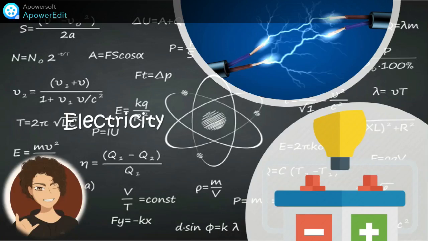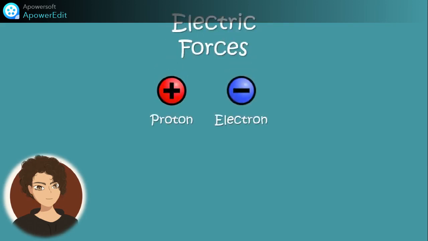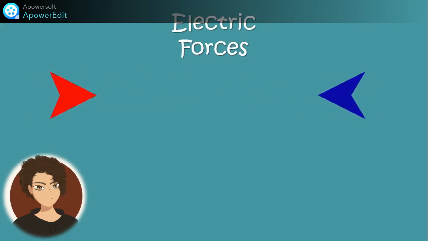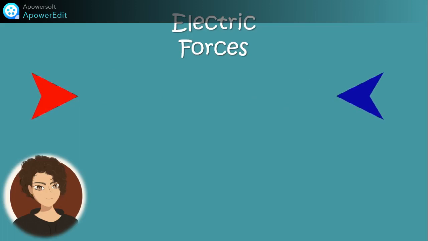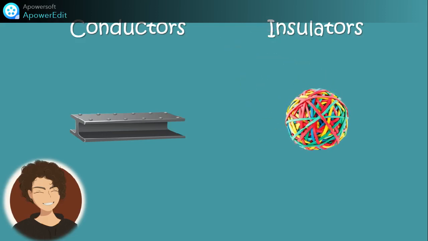Time for physics with electricity. There are two subatomic particles, the proton and the electron. These both have electric forces that either attract or repel each other by two charged objects. We have conductors and insulators. Conductors are a material which easily lets current pass through. Charged particles can move around, like in iron. Insulators are a material that doesn't easily pass current, like rubber.